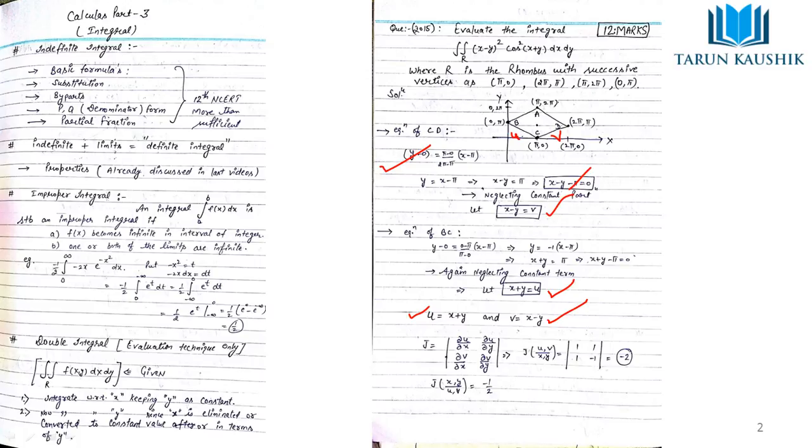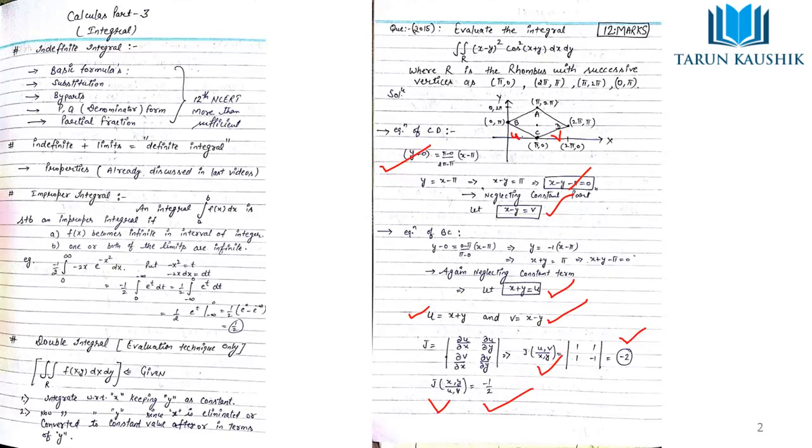Just put these values in this determinant form: del u upon del x, del u upon del y, del v upon del x, and del v upon del y. Just calculate the determinant, put the values, you get this equals minus 2. So it is the Jacobian del(u, v) divided by del(x, y). But we are required to calculate it in the form of del(x, y) divided by del(u, v). So it comes out to be the reciprocal of this, that is minus 1 by 2.